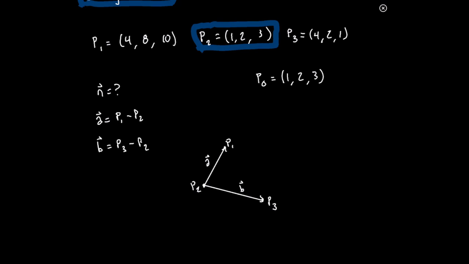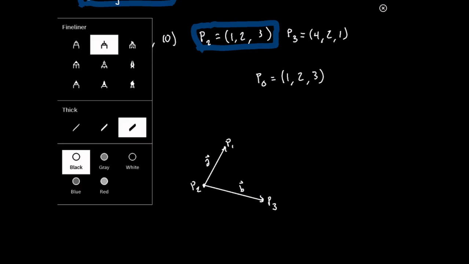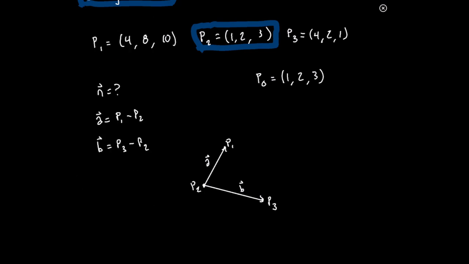Okay. And I just chose these vectors arbitrarily, right? I could very well have chosen a vector that goes from P1 to P3, and another vector that went from P1 to P2, or a vector that went from P3 to P2 over here. It doesn't matter which ones you choose. You just have to come up with two vectors that are both on the plane.